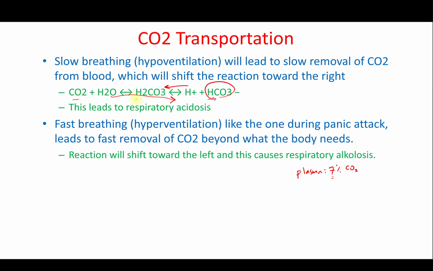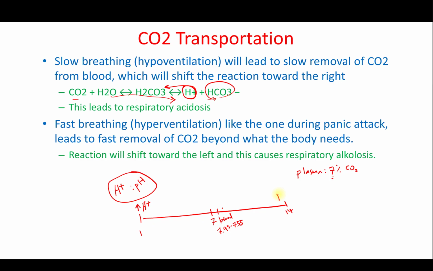This movement of the equation left or right means I'm either adding or taking hydrogen ions from the plasma. And if you remember, hydrogen ions would affect what? The pH of the blood, because pH measures the concentration of those hydrogen ions. We have the pH scale from 1 to 14. 7 is neutral. The blood is between 7.45 and 7.55, slightly basic. Hydrogen ions will be high here and low here. Therefore, this is acid, and this is base.